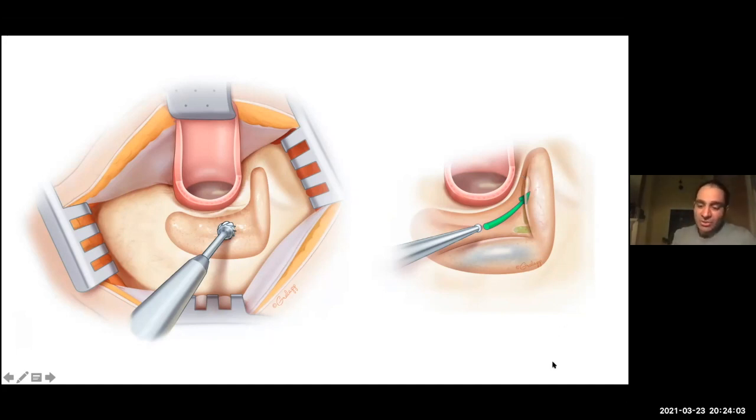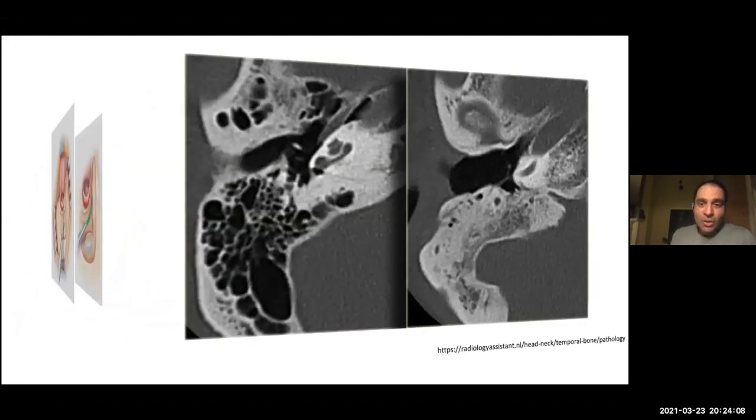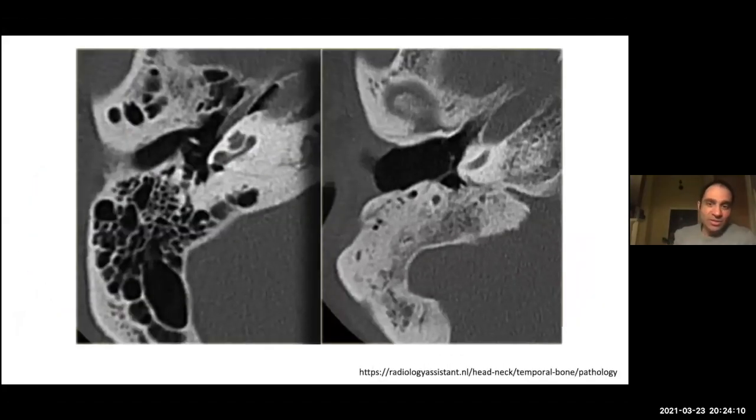The hypopneumatized mastoid helps me to plan. Why? Well, let's look at these two CT scans. So these are very different mastoids. On the left, you've got a hyperpneumatized, very well pneumatized mastoid. This would be a dream to drill into. I don't often see these sorts of mastoids in the chronic ears that I deal with.